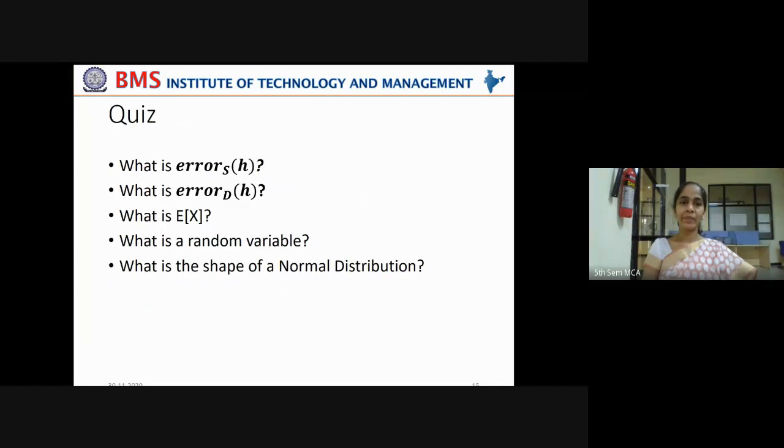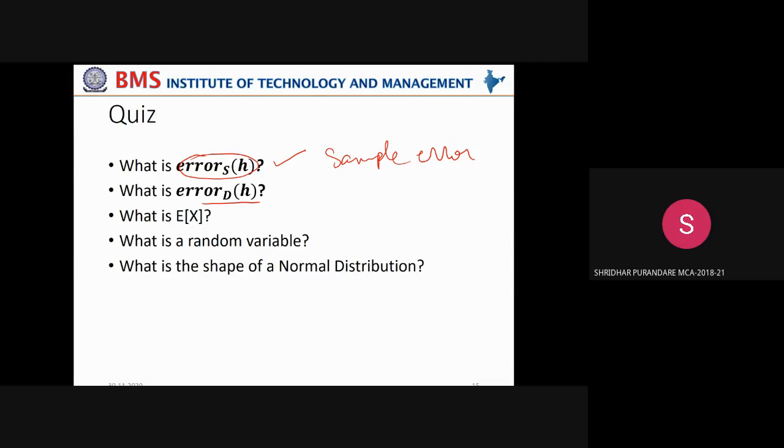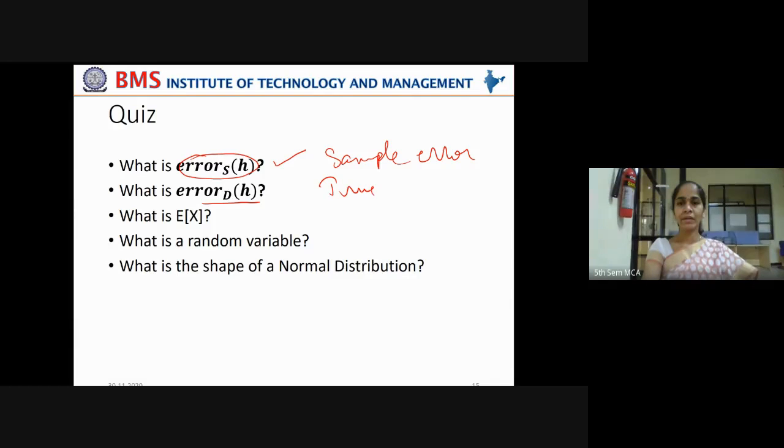Now can you quickly tell me what is this error S of H? A general name for this error S of H? Students? Sample error. Yes, it is sample error. What is the next one? Error D of H? True error. Good. True error.